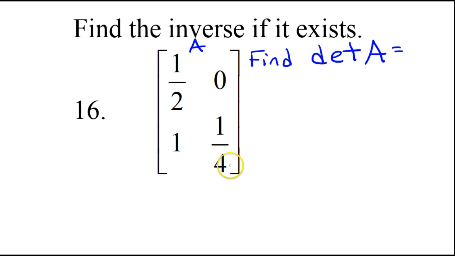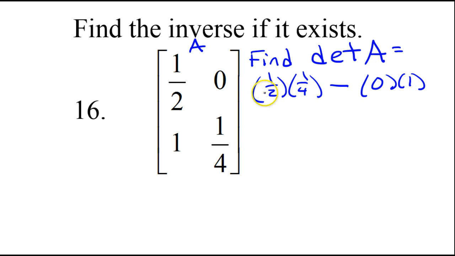The way we do the determinant of a 2 by 2 matrix is the down diagonal minus the up diagonal. So the down diagonal is 1/2 times 1/4, minus the up diagonal, which is 0 times 1. So the down diagonal is 1/8 minus the up diagonal, which is 0. So the determinant is 1/8.